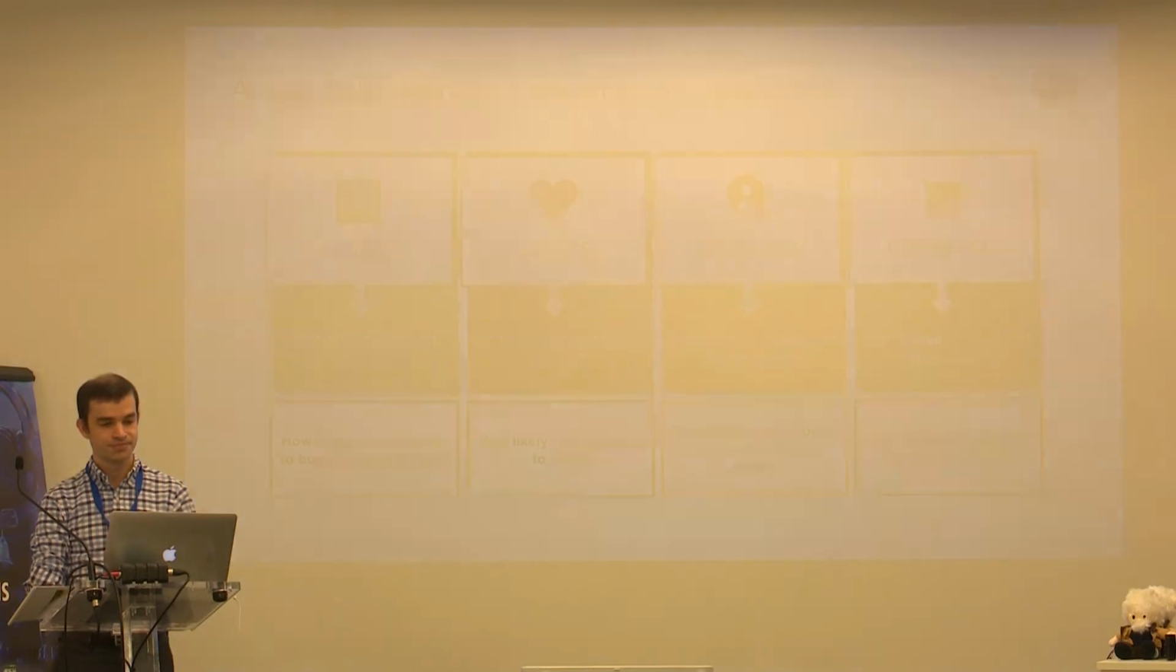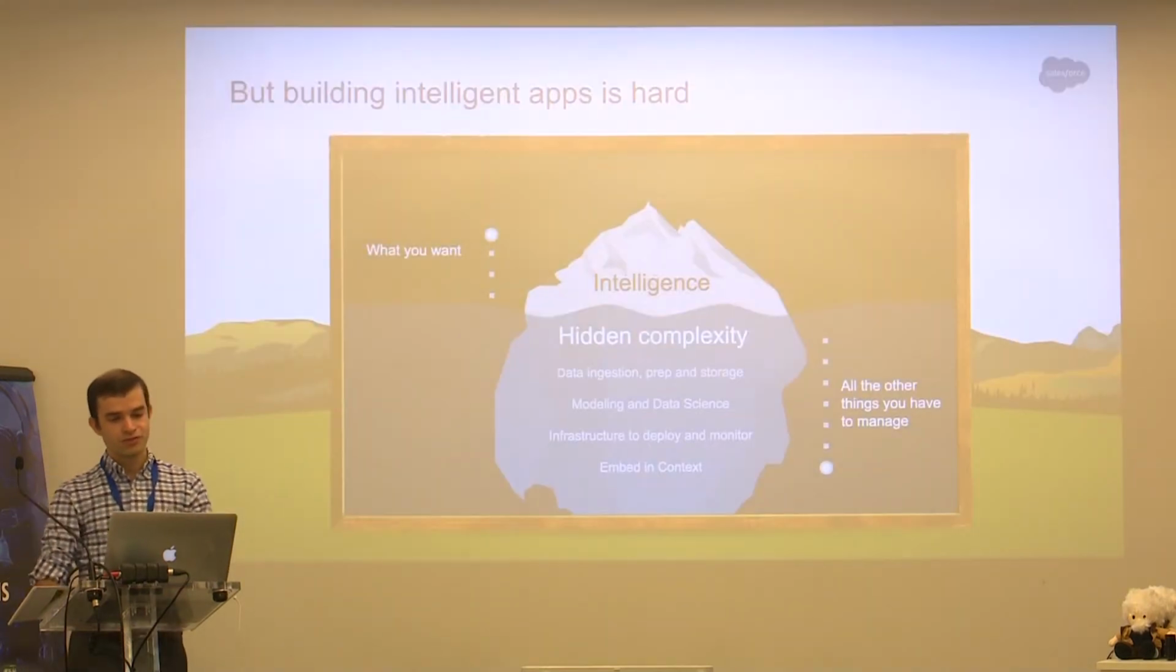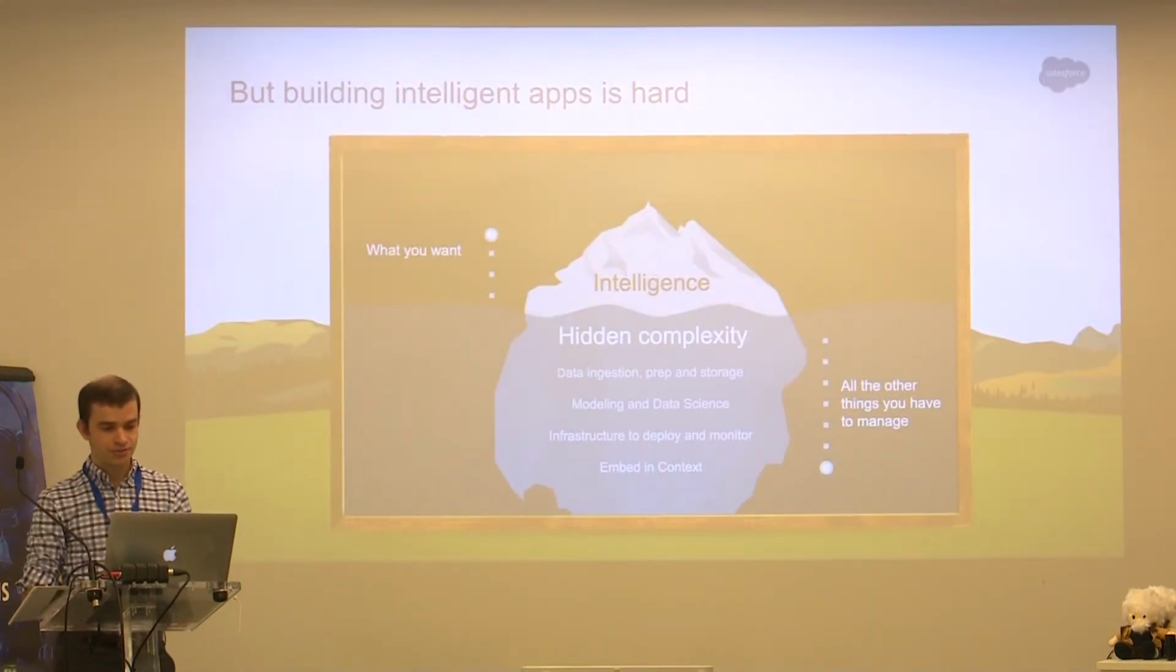And so on. What we figured out at Salesforce a few years ago, talking to a lot of customers, is that building intelligent apps is actually very hard. Everybody wants to make their apps smarter, but there's a lot of hidden complexity you have to deal with to put these predictions in production. Starting with the data, you need to have access to it, and you need to prepare it so it can be used for machine learning.